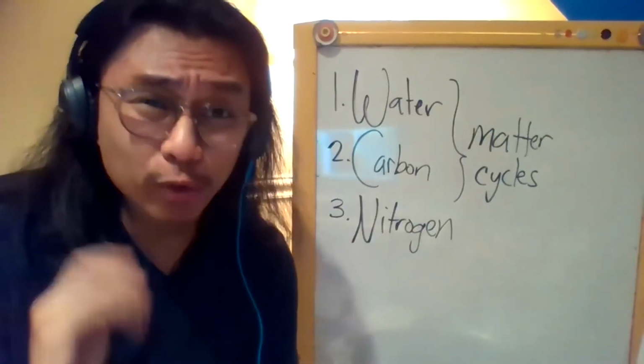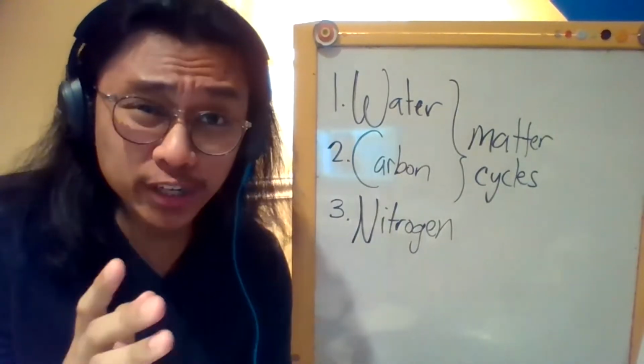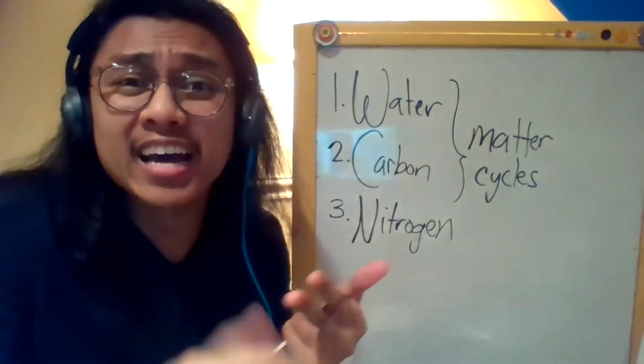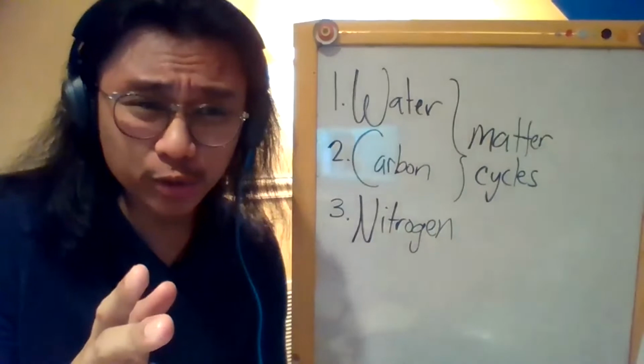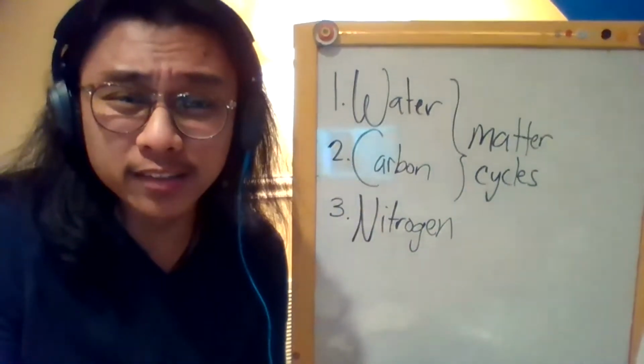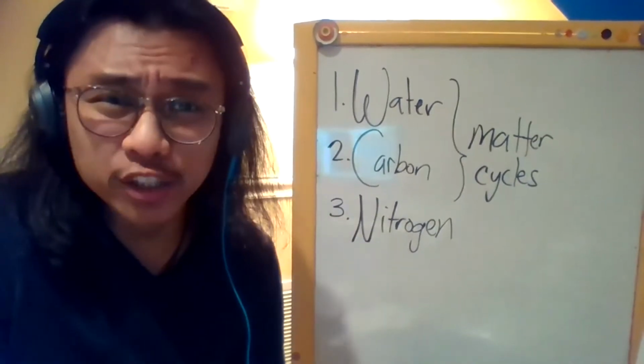In our last lesson, we learned about where and how organisms access the resources they need in order to grow, live, and survive. These resources are called our matter cycles, and we have three main ones: our water cycle, our carbon cycle, and our nitrogen cycle.